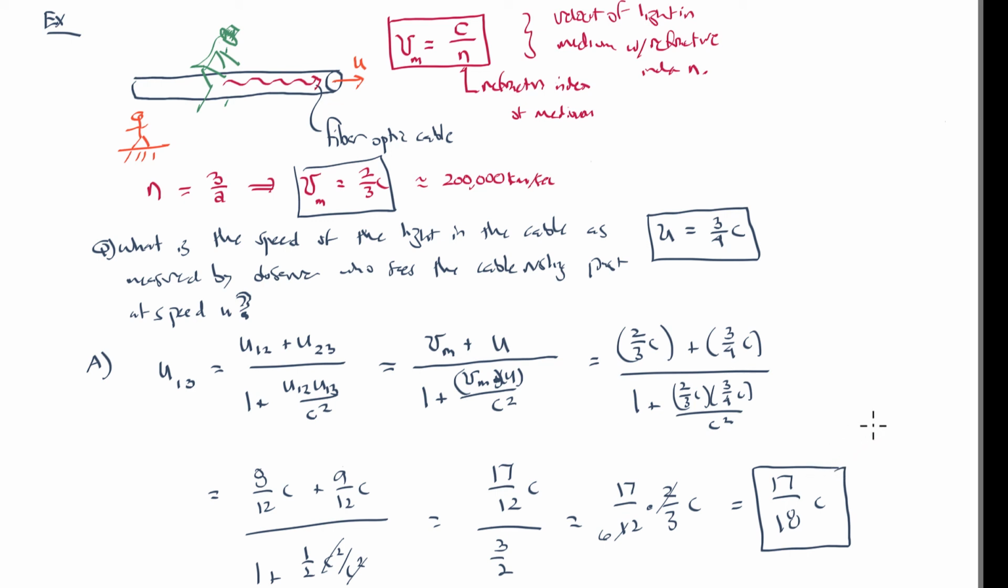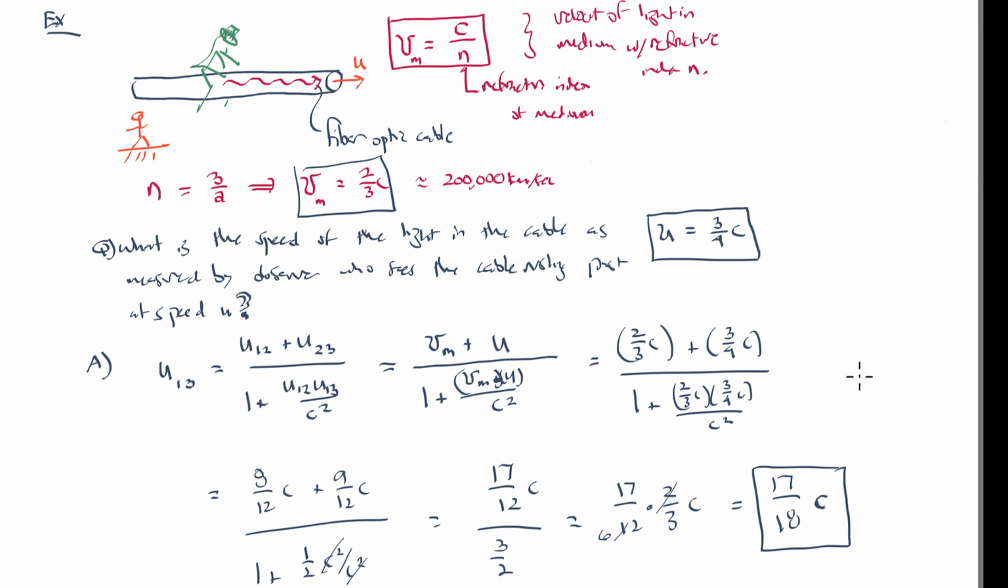So whereas the gnome who's watching the light travel through the cable sees the light traveling at 2/3 the speed of light, the person who is in the laboratory watching the cable rush by will see the light traveling at 17/18 the speed of light. So very near, but slightly less than the speed of light.